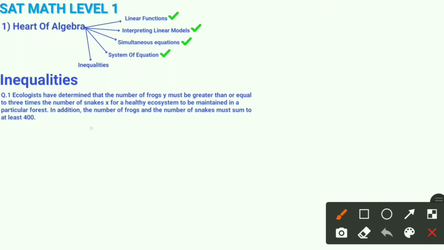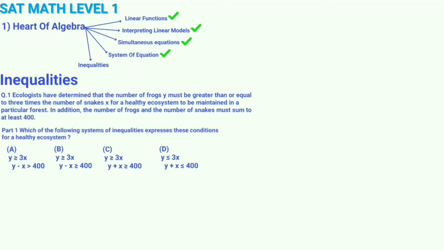Question 1. Ecologists have determined that the number of frogs y must be greater than or equal to 3 times the number of snakes for a healthy ecosystem to be maintained in a particular forest. In addition, the number of frogs and the number of snakes must sum up to at least 400. So this is part 1. Which of the following system of inequalities express these conditions for a healthy ecosystem?